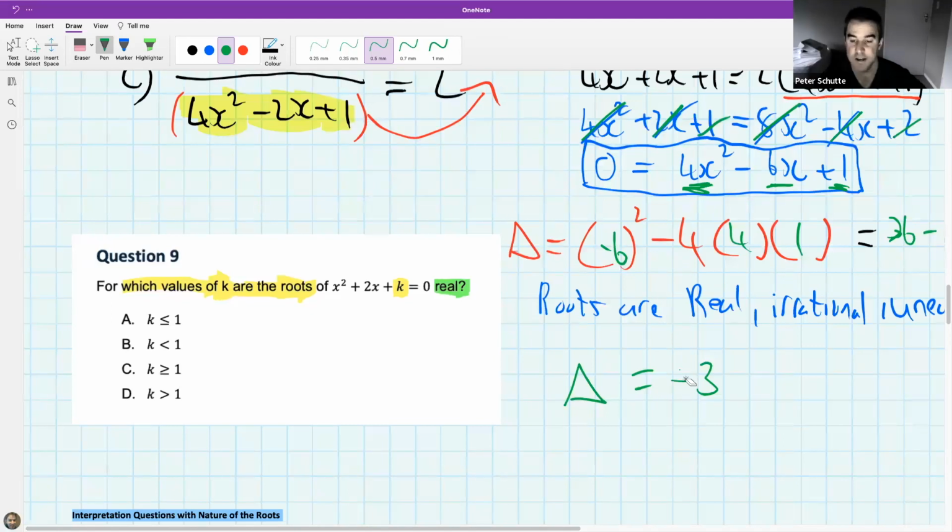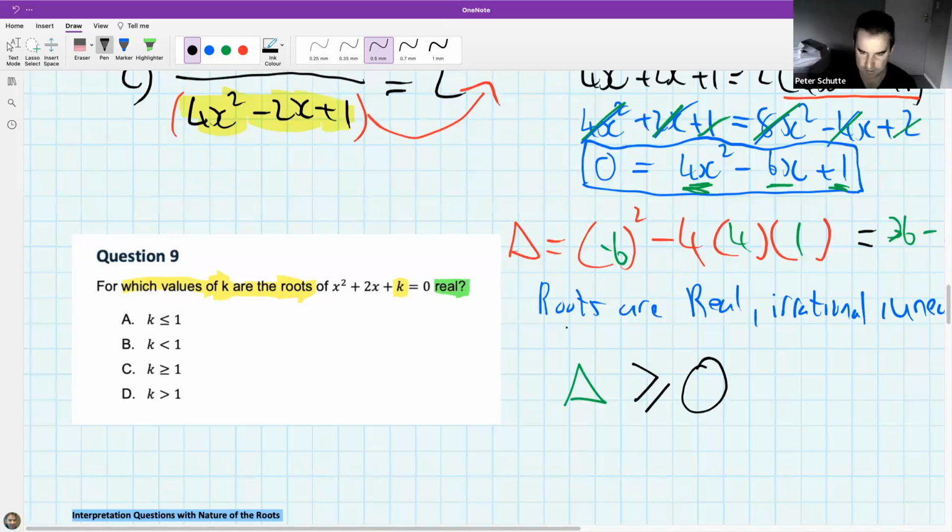No, they're not. If delta was 0, then the roots are real. And if delta is bigger, like 13, the roots are real. So one of the important things here is we need to make sure that delta is greater than or equal to 0. Oh, Paul, we are on the same page.